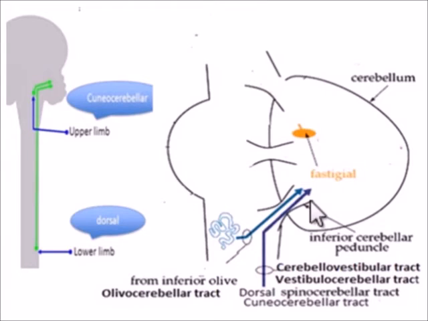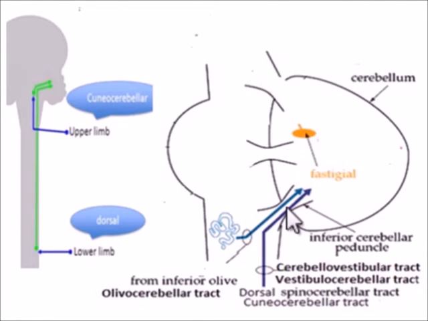The other tracts that come out or go to the spinocerebellum are the vestibulocerebellar tract. So it goes from the vestibular nuclei to the vestibulocerebellum, and this tract goes through the inferior cerebellar peduncle, and in return the tract comes from the vestibulocerebellum to the vestibular nuclei, and this tract will be called the cerebellovestibular tract, and this comes out through the inferior cerebellar peduncle. So there is a to and fro tract between the vestibulocerebellum and vestibular nuclei through the inferior cerebellar peduncle.